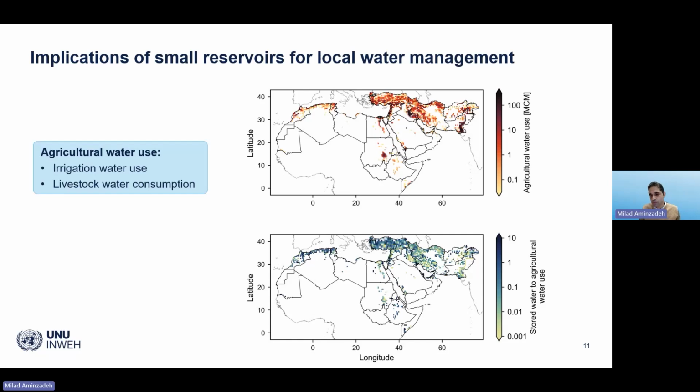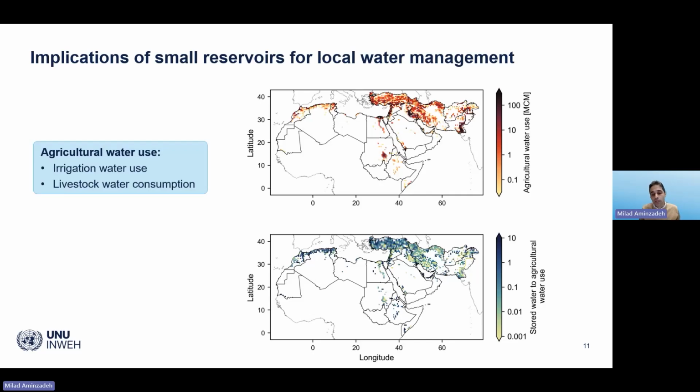We see some pixels with this ratio more than 1, even some more than 10. That means they are storing more water than their agricultural water demand. But when we look carefully, we see quite a lot of pixels with a value less than 0.01, or let's call it 1%. We need to be careful about this 1%.